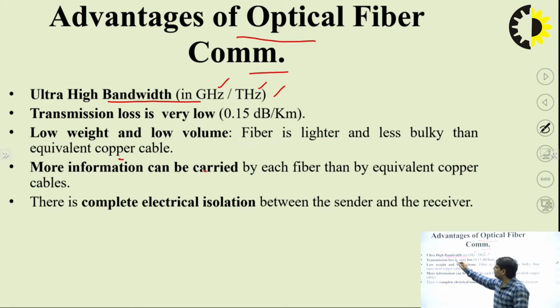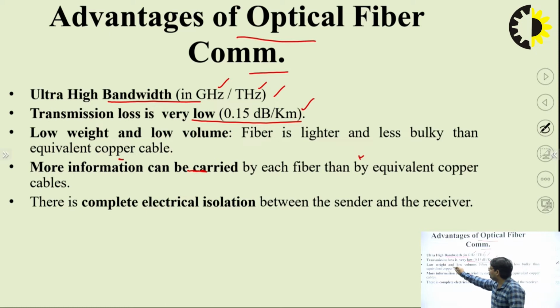Next most important advantage is transmission loss is very low. We can have optical fiber with as minimum losses as 0.15 dB per kilometer. This is very negligible as compared to other media. So this helps in long distance communication. That's why optical communication is preferred and best economical means for long distance communication.